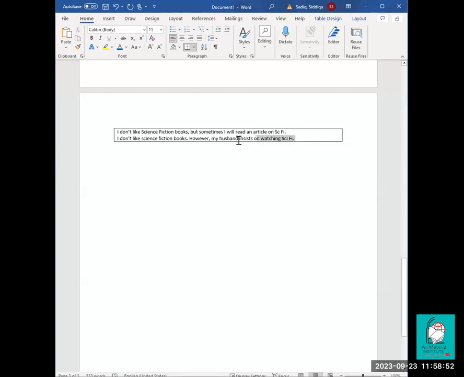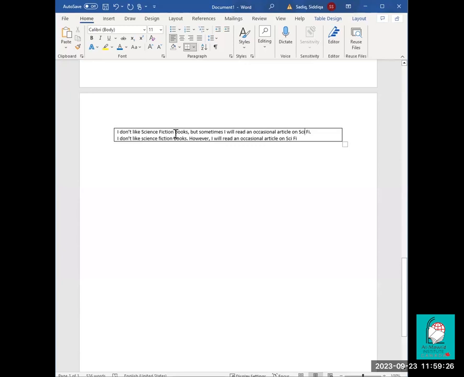Oh, actually, I'm going to get the same sentence. However, so the meaning of both these sentences is exactly the same. Both sentences have the exact same meaning. Just how I use however and but is different.